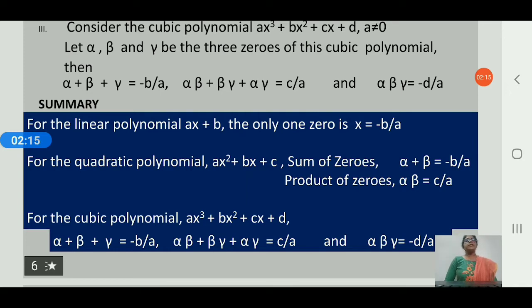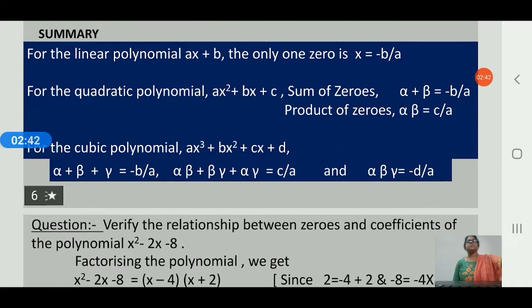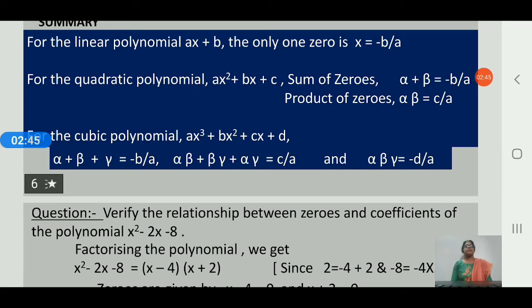In general, we can say that for a linear polynomial ax plus b, the zero is negative b by a. For a quadratic polynomial ax square plus bx plus c, the sum of zeros alpha plus beta is equal to negative b by a, and the product of zeros alpha into beta is equal to c by a. And lastly, for a cubic polynomial ax cube plus bx square plus cx plus d, alpha plus beta plus gamma is equal to negative b by a, alpha beta plus beta gamma plus alpha gamma is equal to c by a, and alpha into beta into gamma is equal to negative d by a.